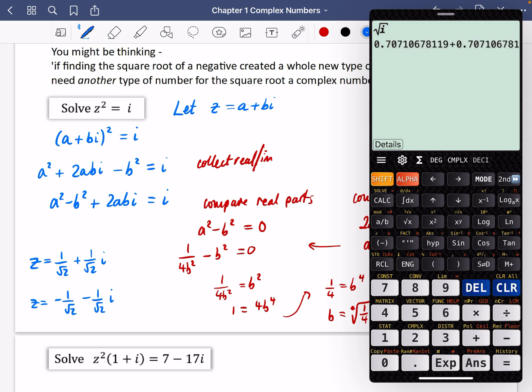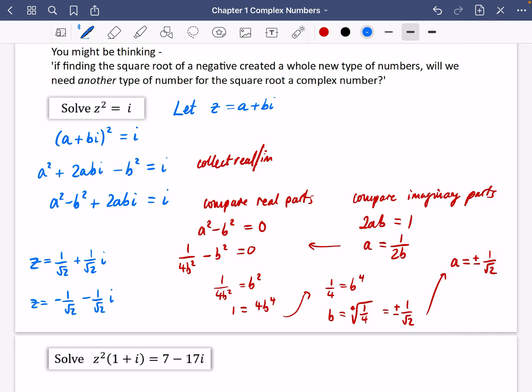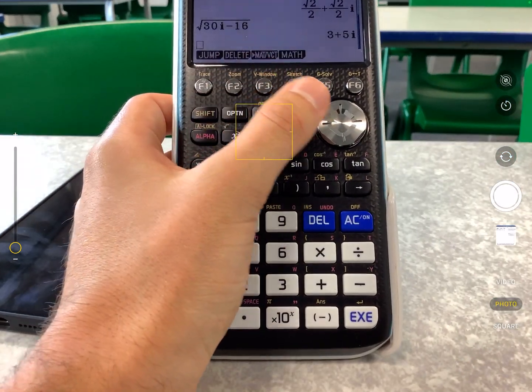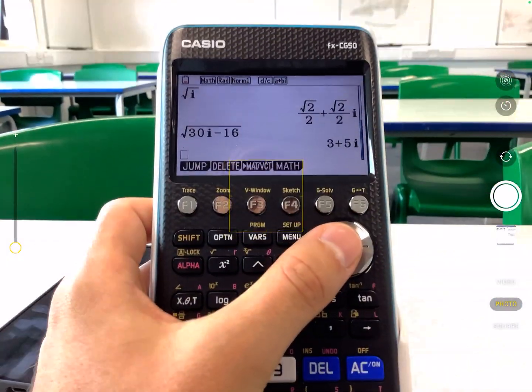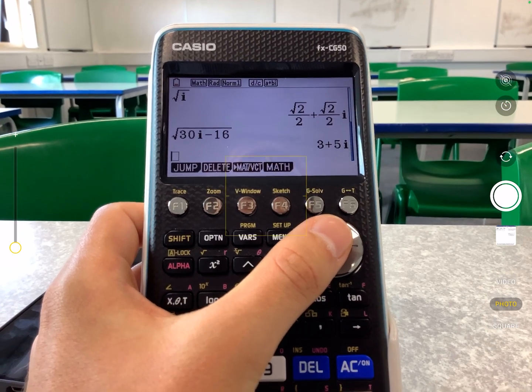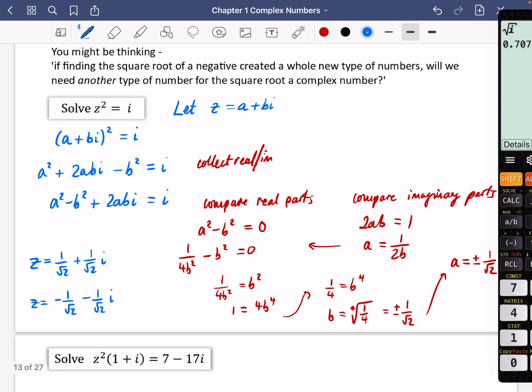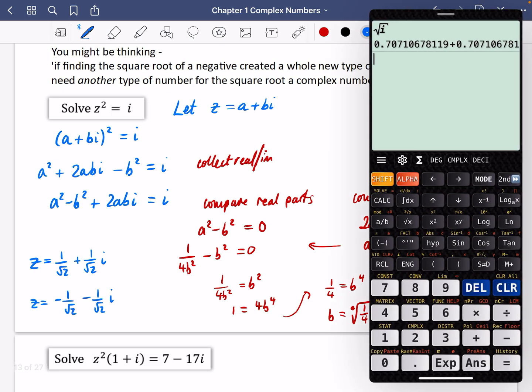Why is it not going to give it to me in a different form? That's probably because I'm in a different mode. I'm going to show it to you on my other calculator that I've got here. So let's just fix it on here. I tried it earlier. You can see that the square root of i is root 2 over 2 plus root 2 over 2i. Now root 2 over 2 is the same as 1 over root 2. 1 over root 2 is the same as root 2 over 2.